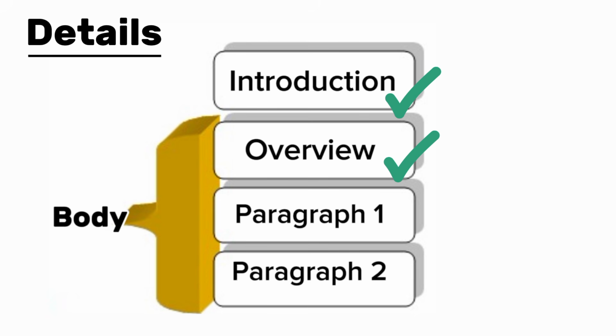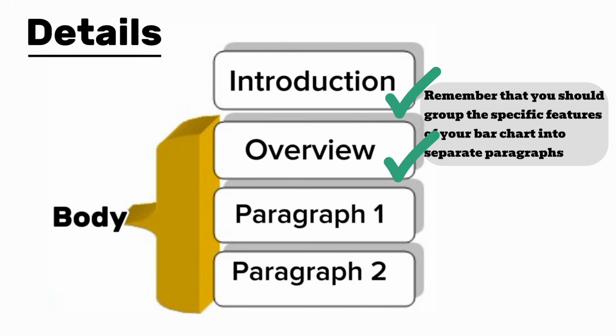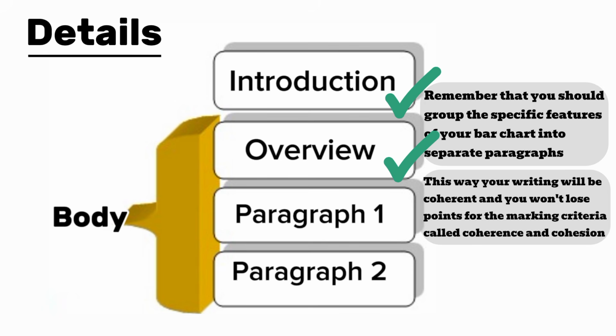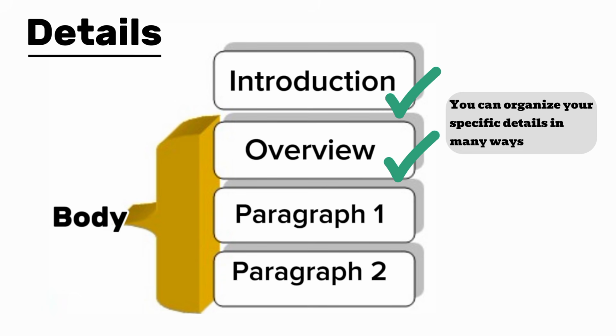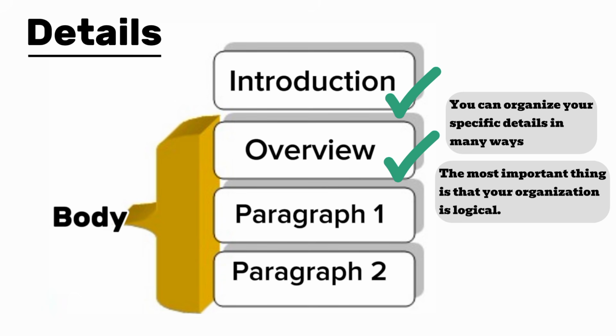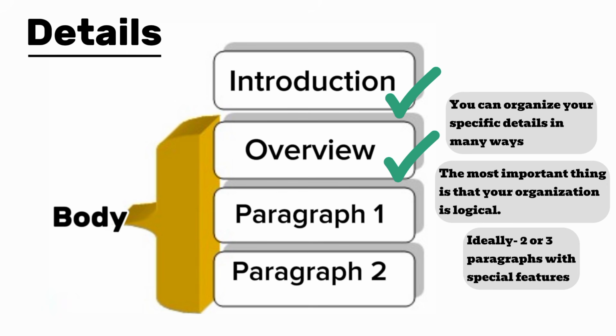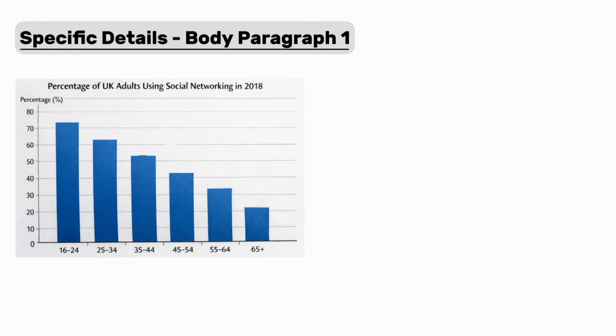Now we have to provide specific details of our bar chart. Remember that you should group the specific features of your bar chart into separate paragraphs. This way your writing will be coherent and you won't lose points for the marking criterion called coherence and cohesion. You can organize your specific details in many ways. The most important thing is that your organization is logical. Ideally, you should write 2 or 3 separate paragraphs. Let's look at how I group the specific details.